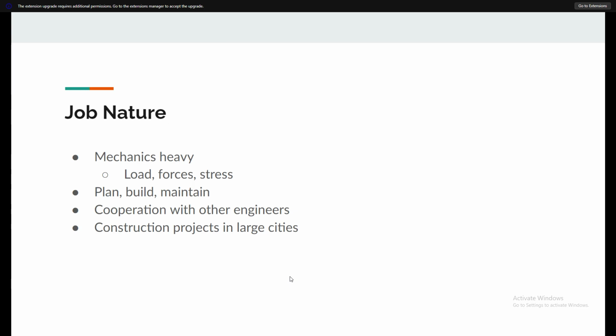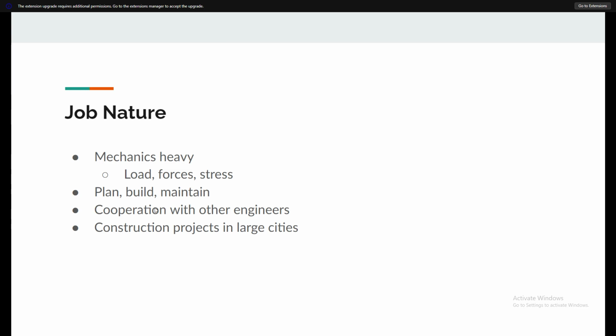So the job nature of engineering is very mechanics heavy, meaning that it has a lot of math and physics. You need to calculate the load, forces, and stresses on structures and buildings, and you need to determine a lot of things using math that would determine the safety of the building. You need to plan out the structure. You need to facilitate its building, and you need to maintain it afterwards.